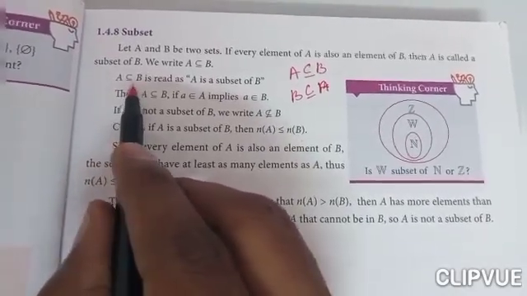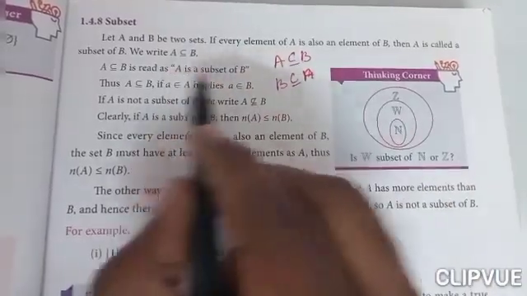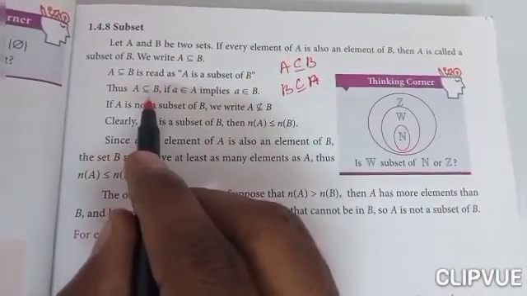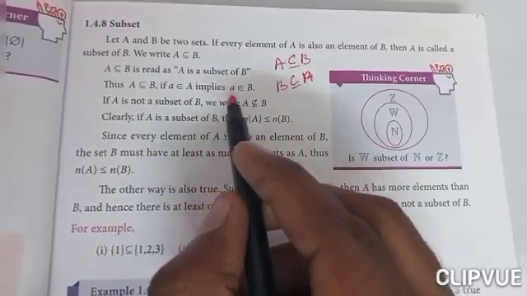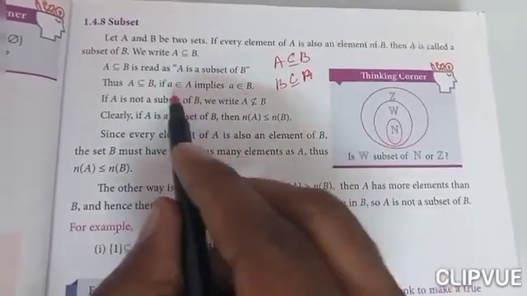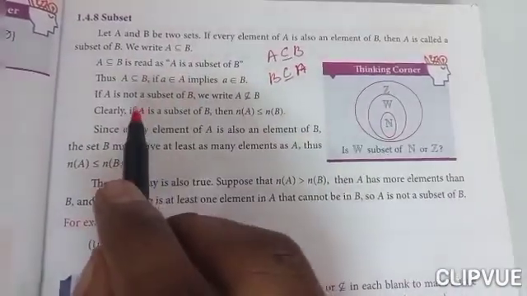A is a subset of B is read as A is a subset of B, written with the subset symbol. Thus A is a subset of B if a belongs to capital A implies a belongs to capital B. This element a is both in set A and set B.